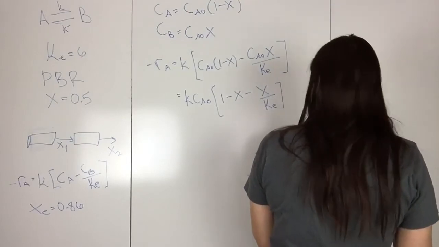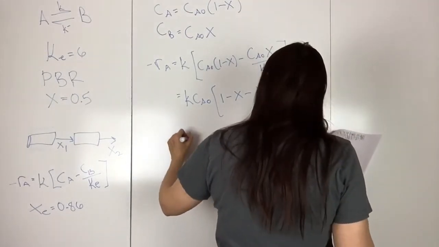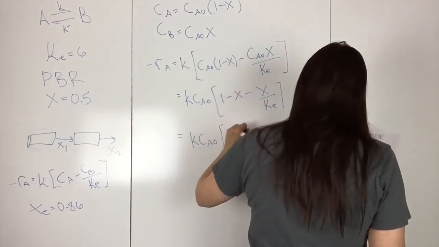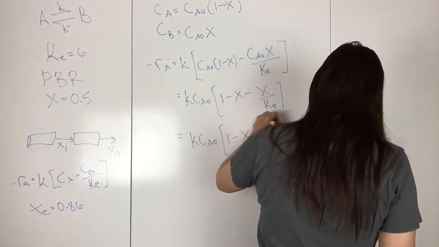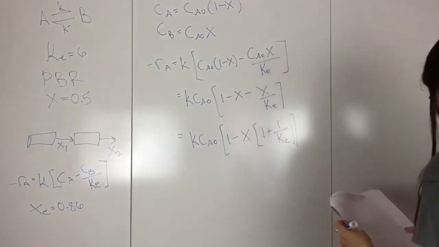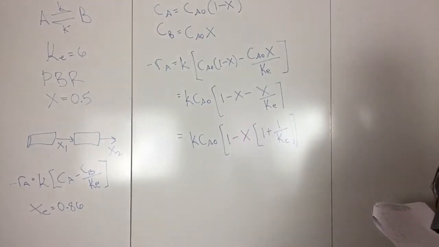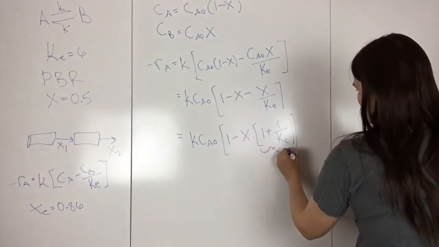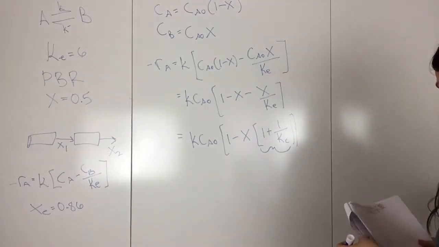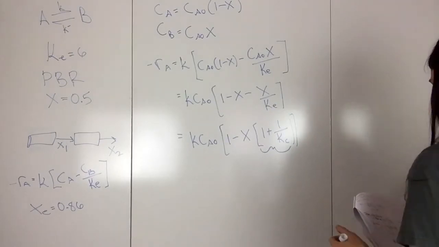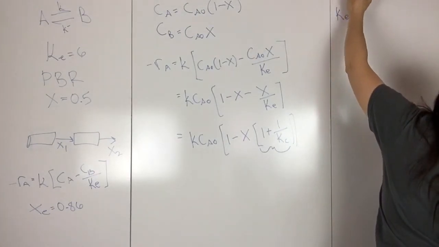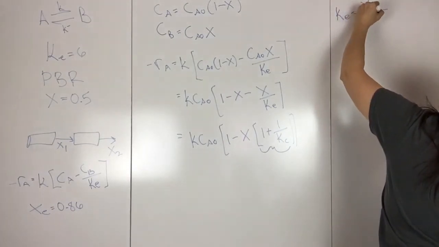and taking one more step, k Ca naught (1 minus x)(1 plus 1 over Ke). And then, it might not be immediately obvious, but from the equation we had derived previously for the equilibrium conversion, I'll just write it down again, Ke was equal to Xe over 1 minus Xe.